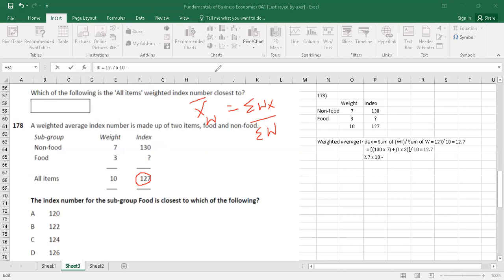So this part will be weighted average index itself is 127. It is not 127 divided by 10. I made a mistake here. So here it will be 127. So 127 into 10 minus, okay. Now 130 into 7.